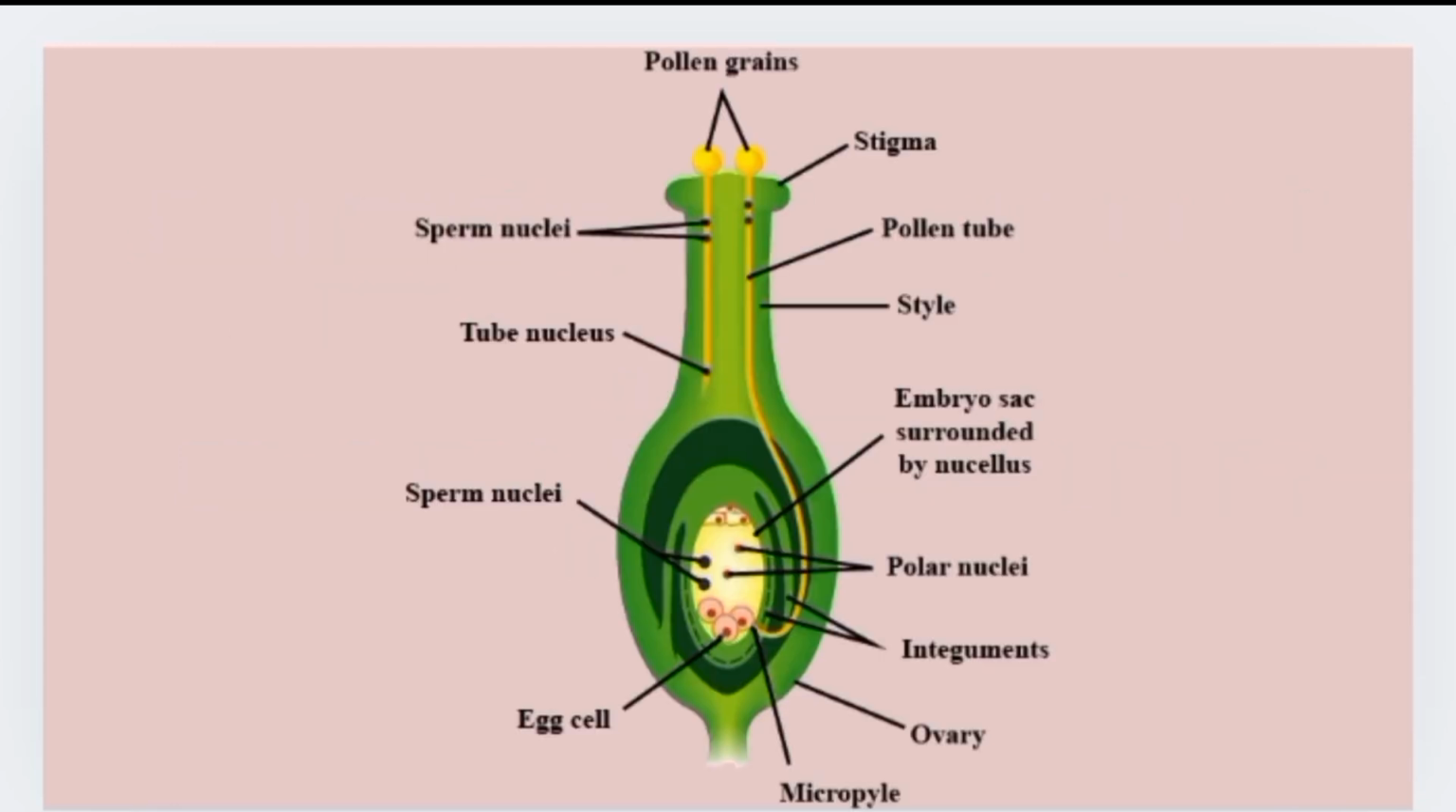In the process of pollination, when the pollen grains reach the stigma of the flower, the ovary releases chemical signals, and the pollen grain produces the pollen tube, and this pollen tube follows the chemical signals and reaches the ovary and fertilizes the egg cell. So this is known as chemotropism.